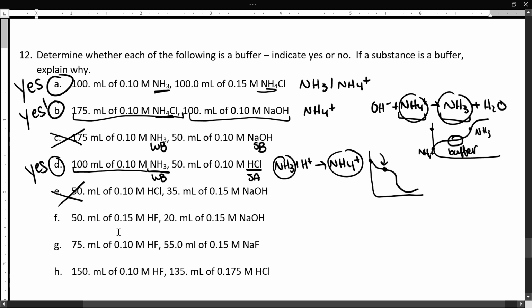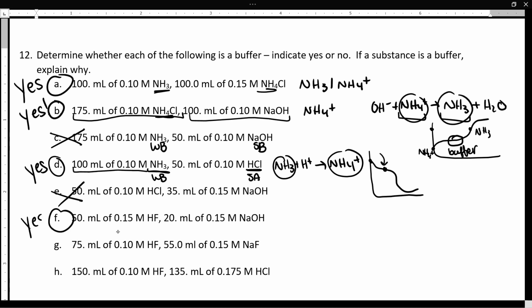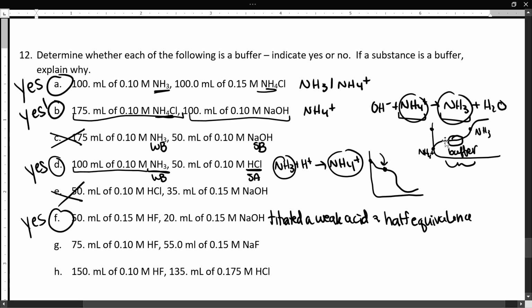This one is a buffer. Again, same kind of thing here. You have titrated a weak acid to about its half equivalence point. It doesn't have to be exactly half. Just anywhere before equivalence, you're going to have a buffer anywhere in this region right here.